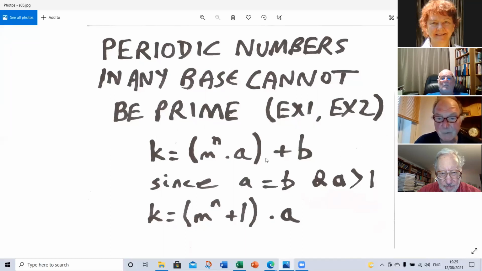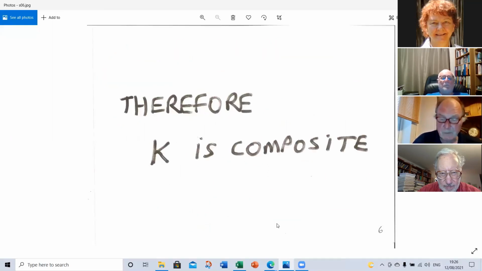Since A equals B, and we're defining A greater than 1, k is equal to (m to the power of n plus 1) times A. Since A is greater than 1, for every string and in every base, periodic numbers can't be prime. And that's such a simple result. It's school arithmetic. So therefore k is composite in every base.